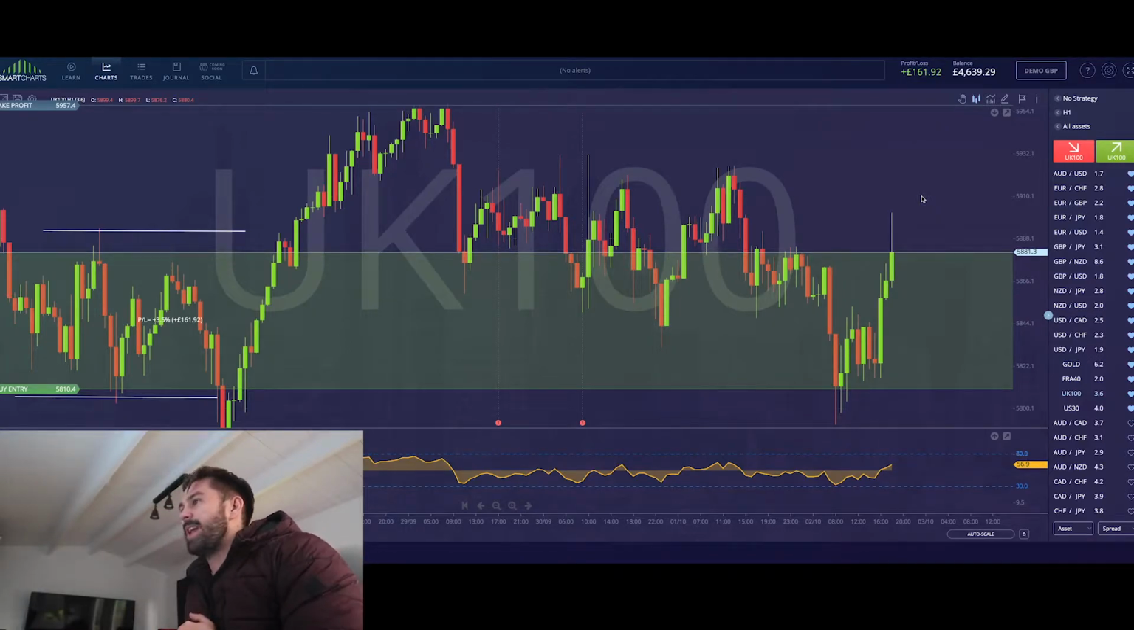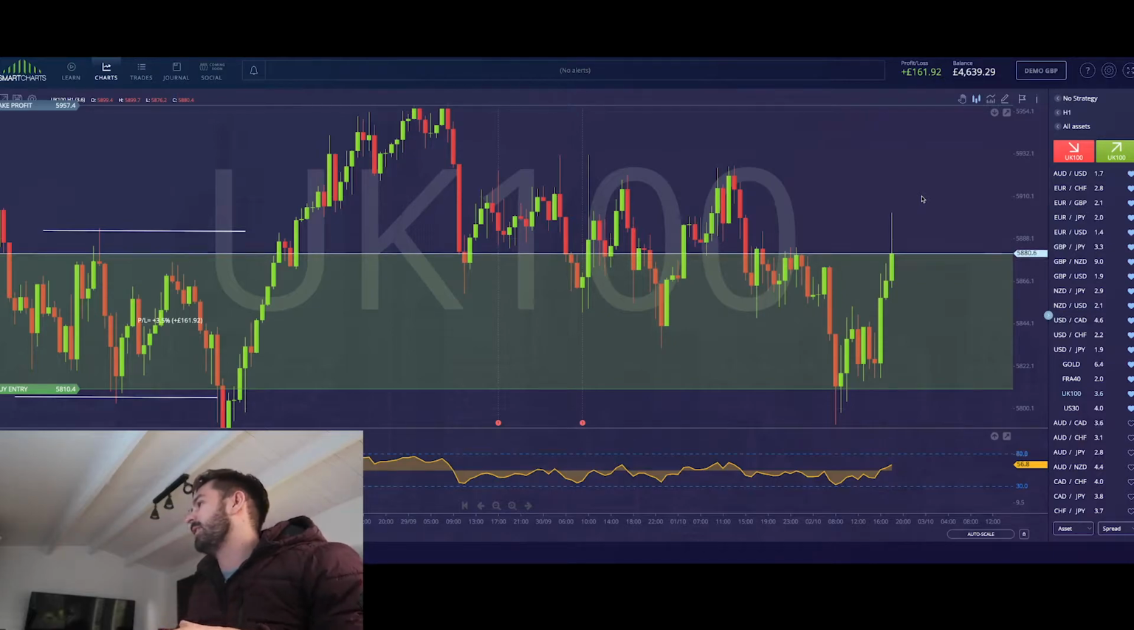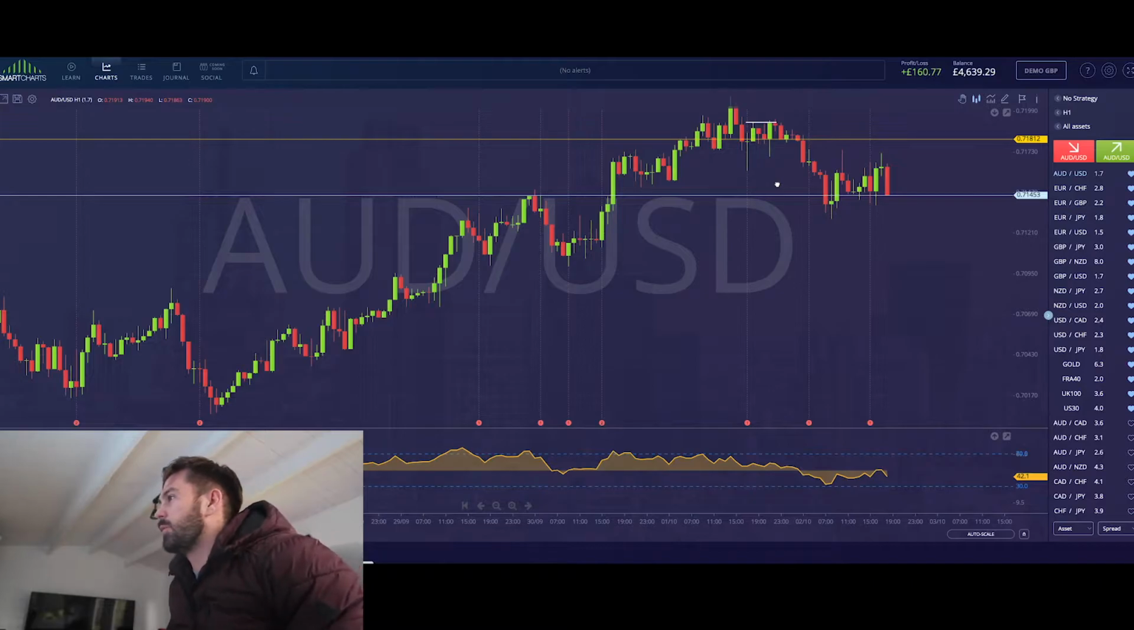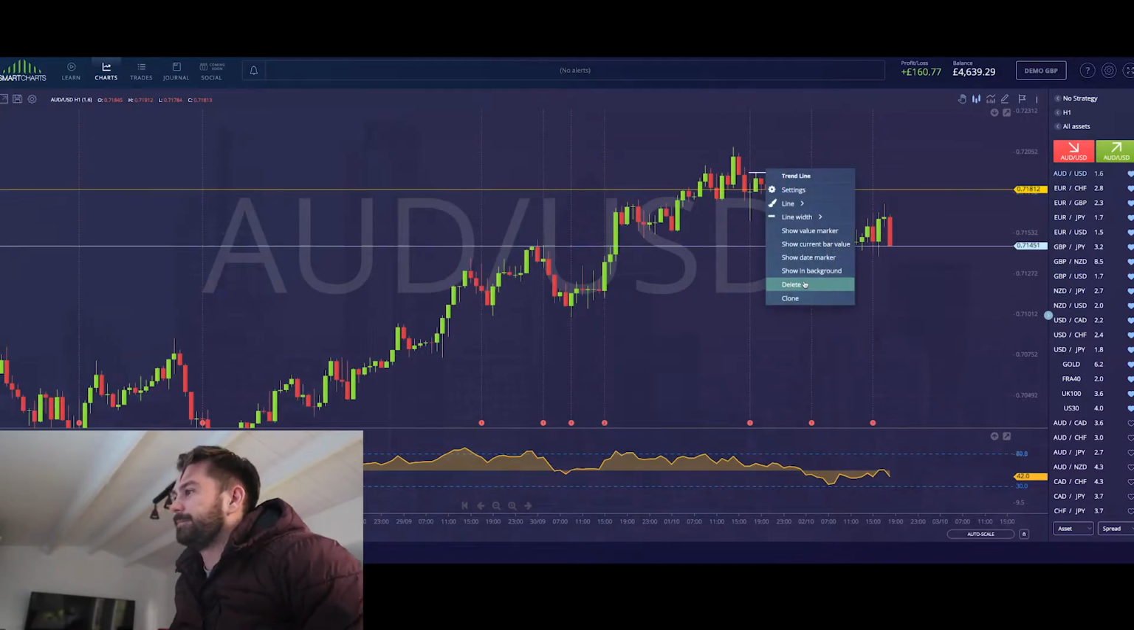But yes, anyway, let's go through this. So we want to find higher highs, higher lows. Let's just find AUD USD on the side. Let's see what's going on. Let's see what the crack is.